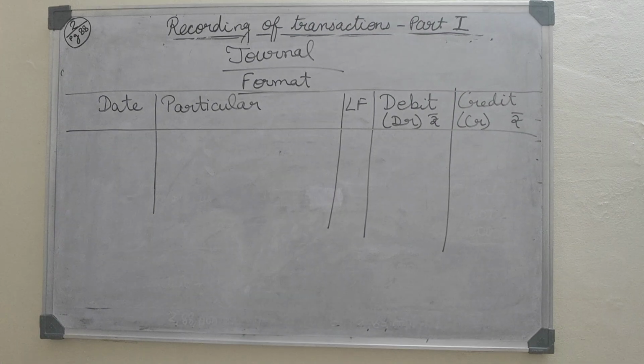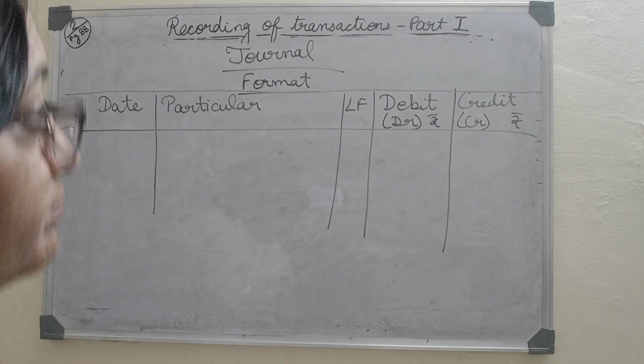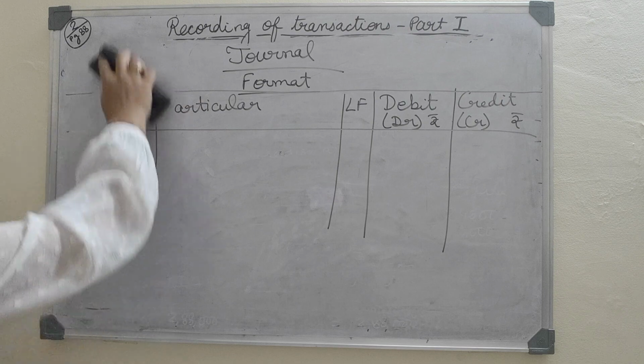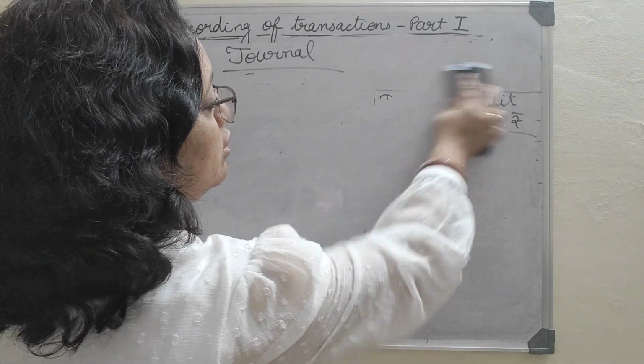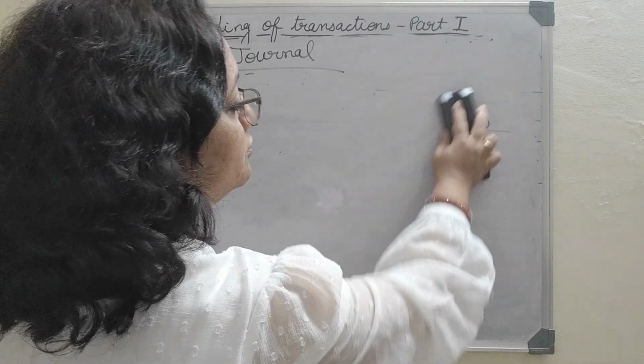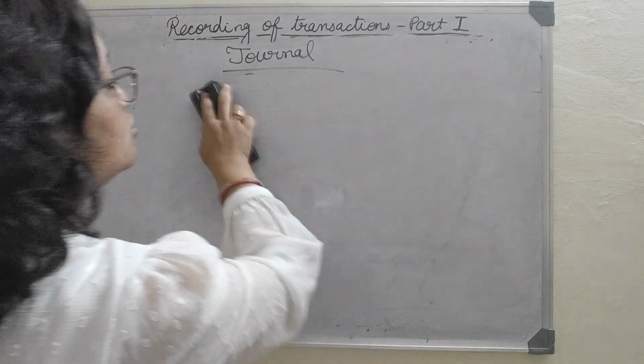I hope everyone has drawn this column. Now we will be following this format when we start with the questions. First of all, again I want to repeat the 3 golden rules of accounting.